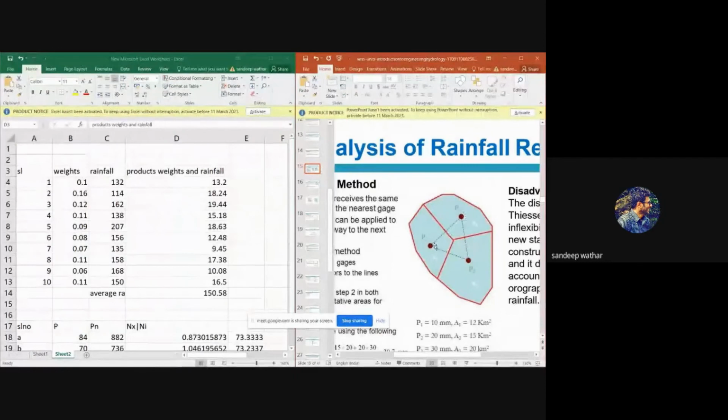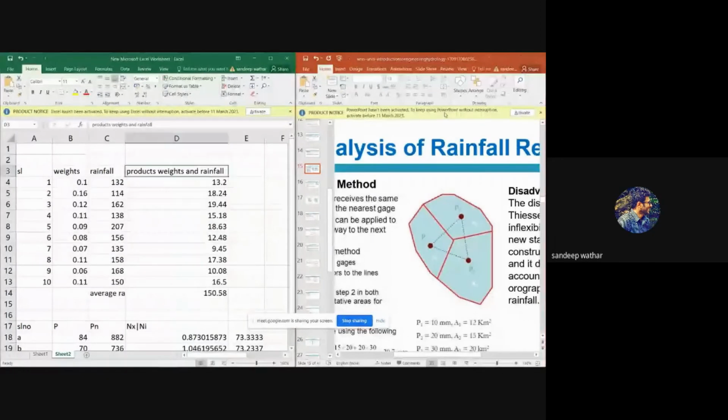Now, similarly, if I want to calculate the weight of this rain gauge station, A2 is the area bounded by this rain gauge station, or the area which is influenced by this rain gauge station. So A2 divided by A will give you W2. W2 is the weight of the second rain gauge station. Similarly, the weight of this rain gauge station is calculated by A3 by A. This is how the weights are calculated.